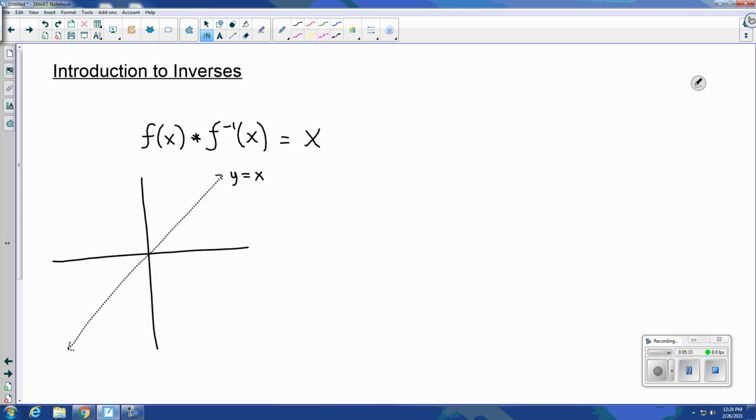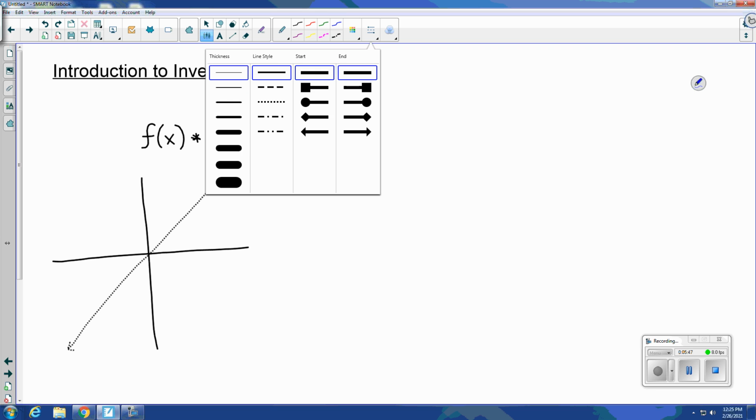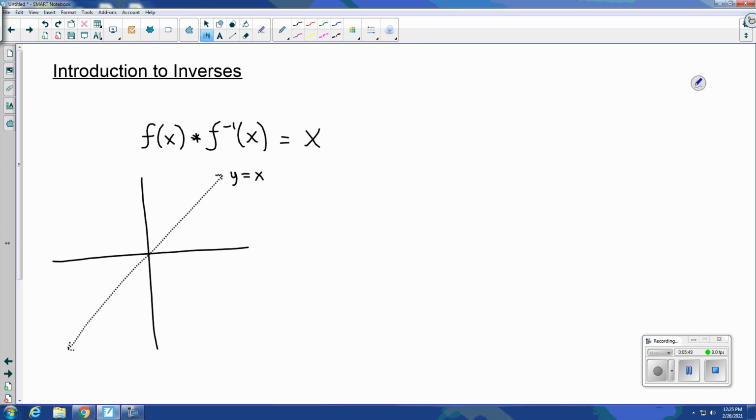If I take some function and I reflect it over this line, that will be a visual representation of its inverse. But instead of taking whole functions, let's just start with a coordinate. So if I look at a coordinate, say 1, 2, I go over 1, up 2, and I plot that. And I want to reflect it over this line, y equals x.